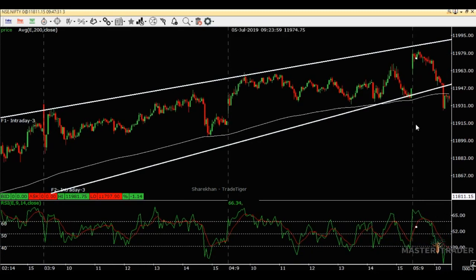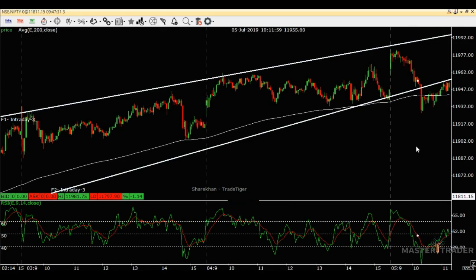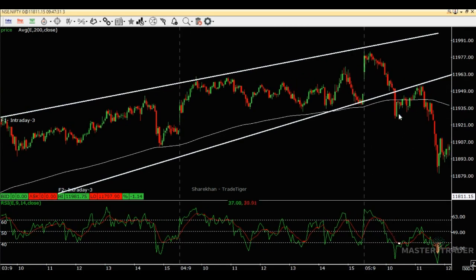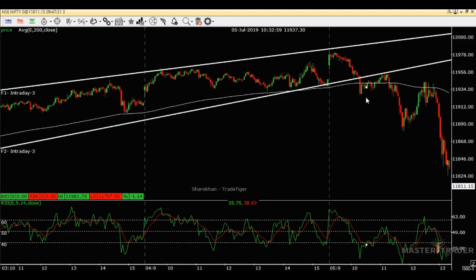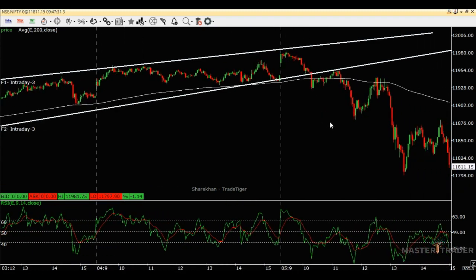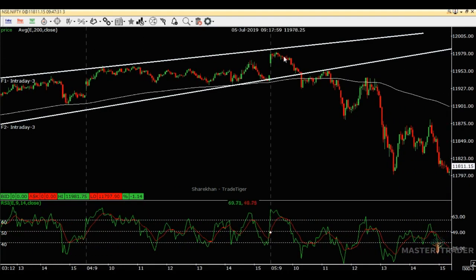And see what happened. Price resisted this trend line, and it broke. Well, this was budget day, so quite a risky day to trade, but this was a perfect selling opportunity here, guys. And just see the fall thereafter. It broke the support of 11,900.